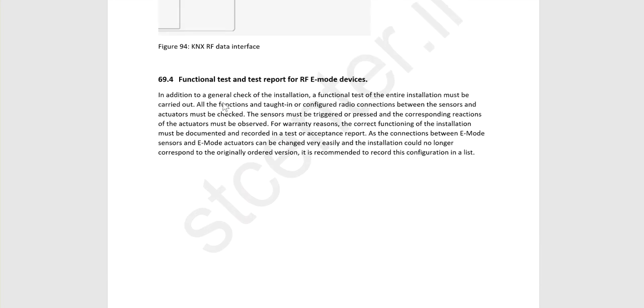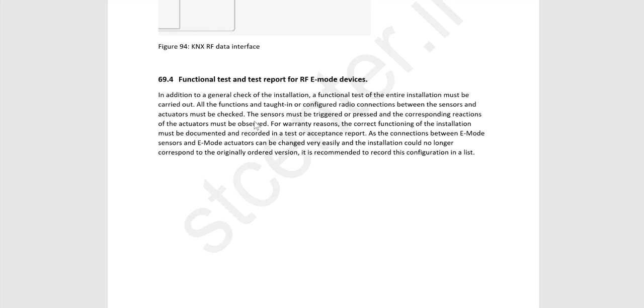In addition to the general check of the installation, the functional test of the entire installation must be carried out. All the functions and taught-in or configured radio connections between the sensors and actuators must be checked. The sensor must be triggered or pressed, and the corresponding reactions of the actuator must be observed. For warranty reasons, the correct functioning of the installation must be documented and recorded in a test or acceptance report.